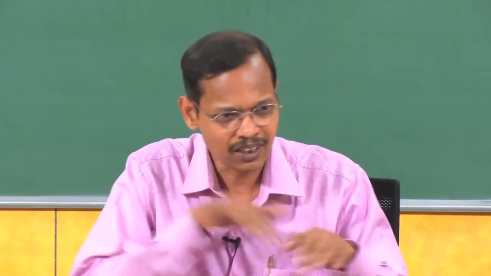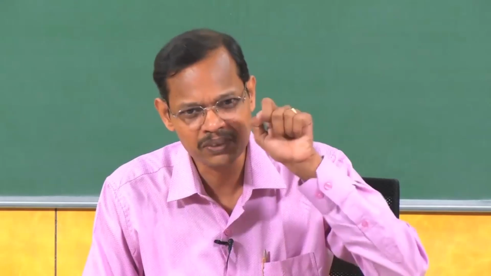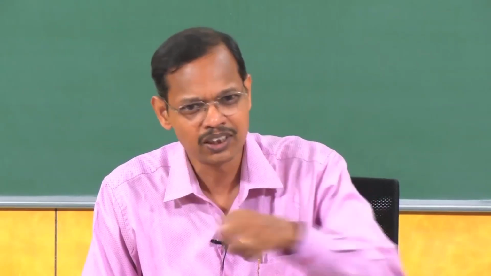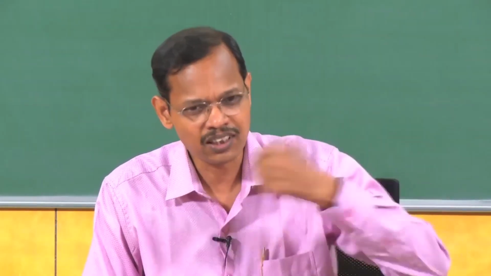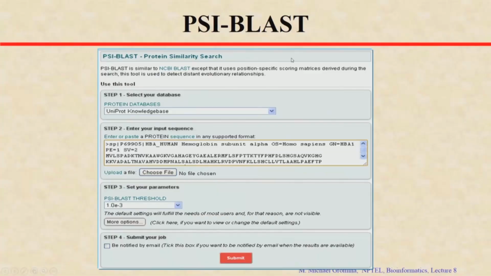Once they make these alignments, then they try to see the probability of having a specific amino acid residue in a protein maintained in different organisms of the same type. So this is the site you can use, PSI-BLAST.